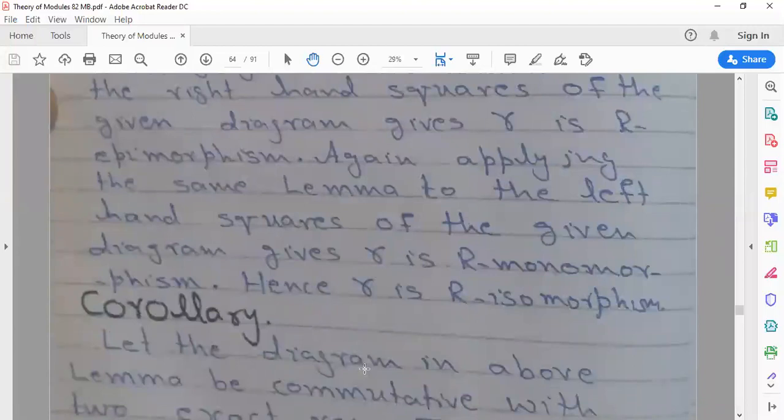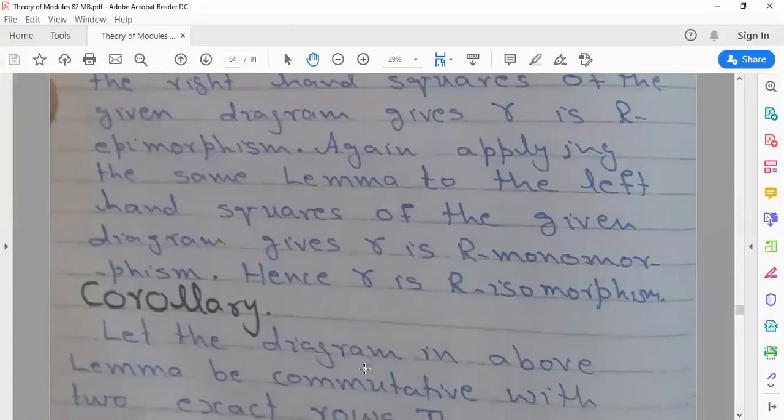Because in the last lecture we studied lemma 4. Lemma 4 states that when alpha and gamma are monomorphisms and delta is a monomorphism, then beta is a monomorphism, and similarly for epimorphism, beta is an epimorphism. So by applying both these conditions, we have proved that gamma is an R-isomorphism.